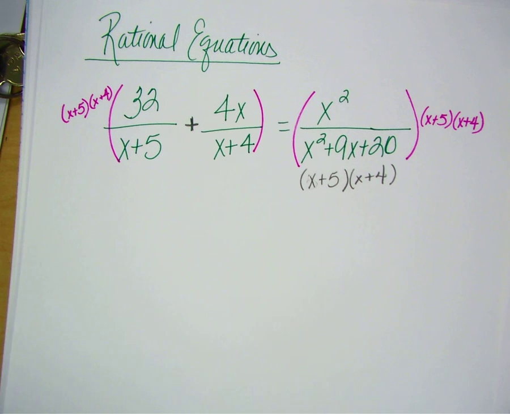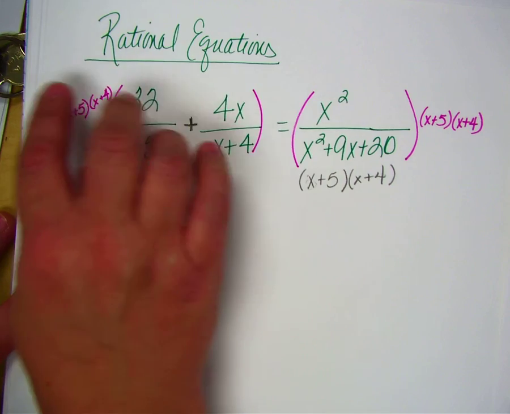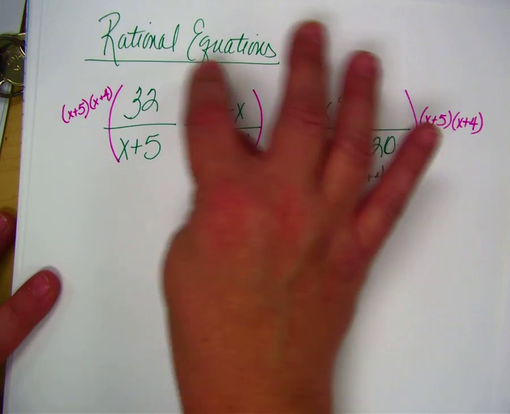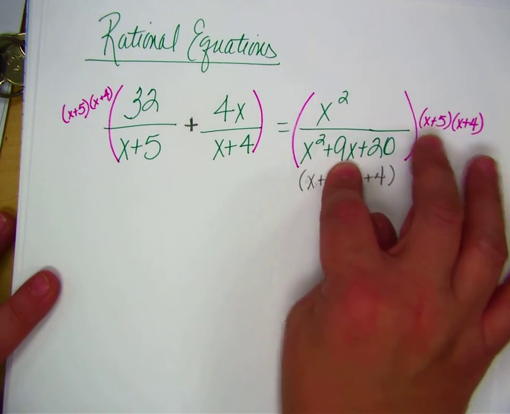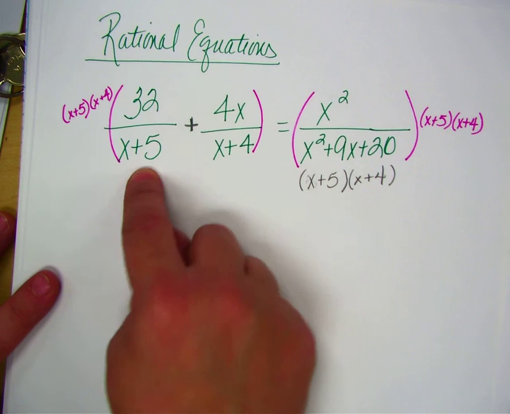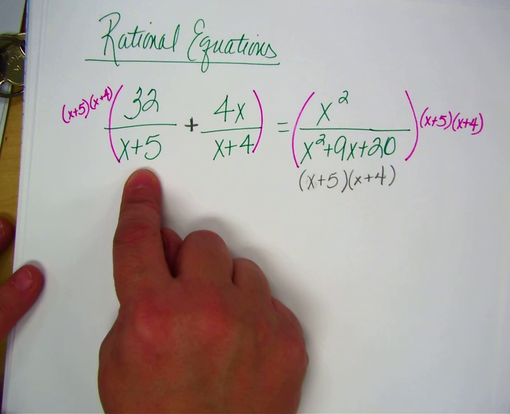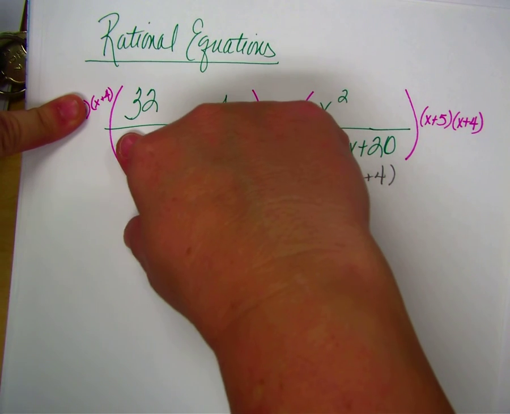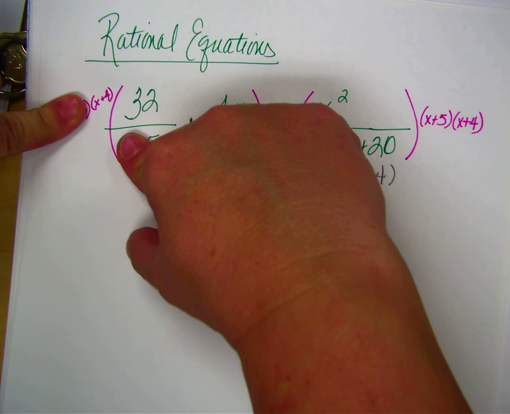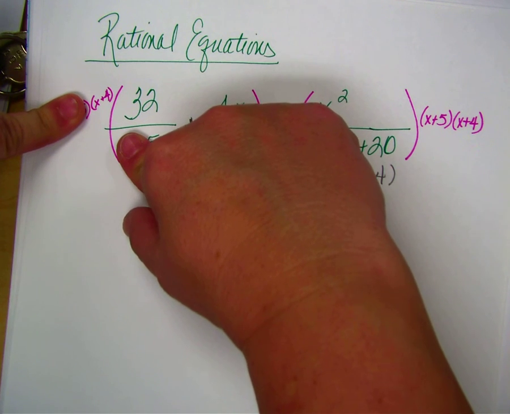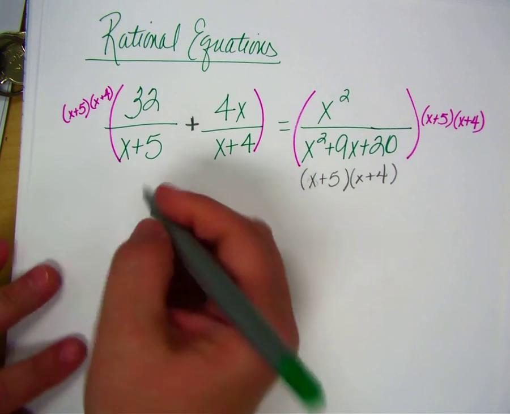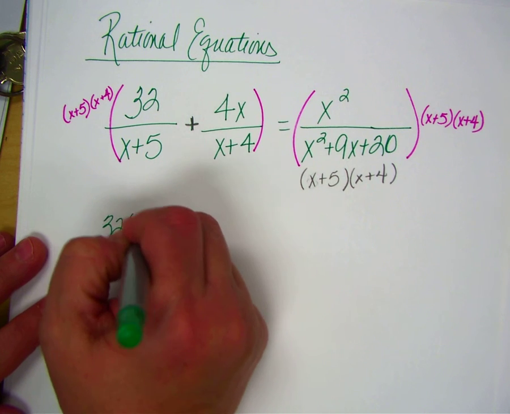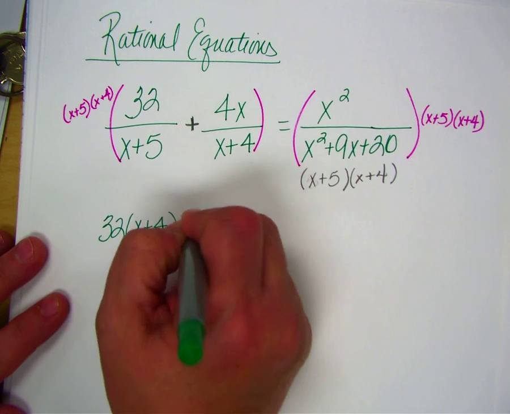Yes. All right. Now, the next thing I'm going to do is just distribute. I'm going to multiply this by this, this by this, this by this. When I multiply this times this, what happens? It cancels out the x plus 5. The x plus 5s are going to cancel, right? And I'm going to be left with 32 times x plus 4. Does everybody see that? 32 times x plus 4, plus.